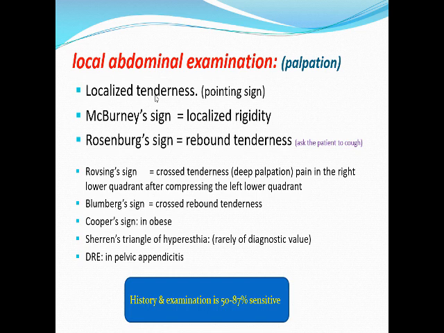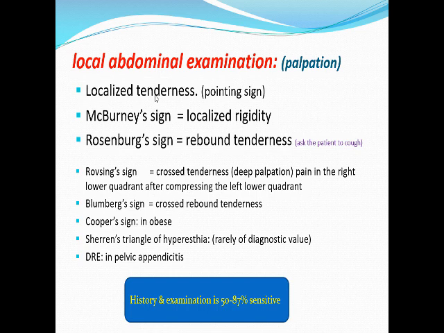It's called localized tenderness. And also localized rigidity at the McBurney's point. Rigidity is a reflex spasm of the overlying muscle over the inflamed appendix. It decreases the trauma to the appendix and tries to decrease the pain. So, two very important signs: localized tenderness and localized rigidity. And you understand what is meant by localized. Localized means at the McBurney's point.